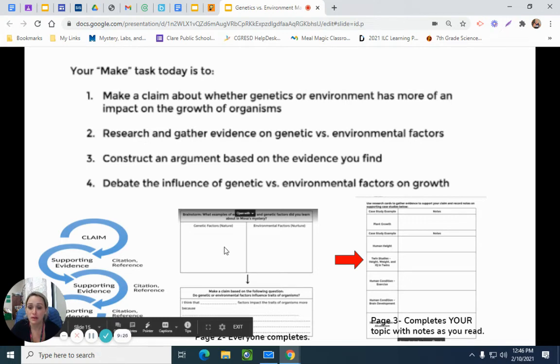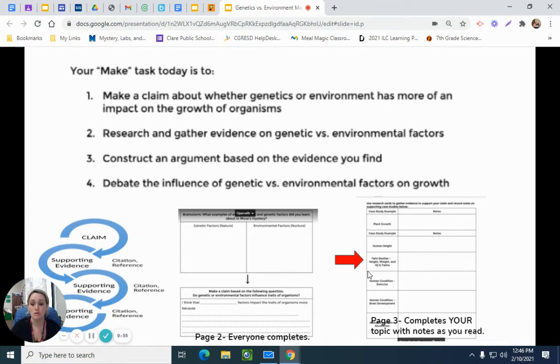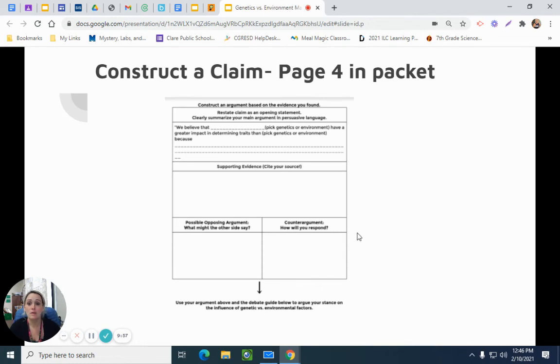So on page 2, here's where you're going to brainstorm genetic factors or environmental factors and make your claim. I think that blank factors impact the traits of organisms because. So this is a really nice outline to help you. And then you are going to listen to your group, read the article. So page 3 will provide you a box with notes. I want you to only take notes on your article for now, so you have notes to use. So for example, in this picture, twin studies would be this group's box to record their notes.